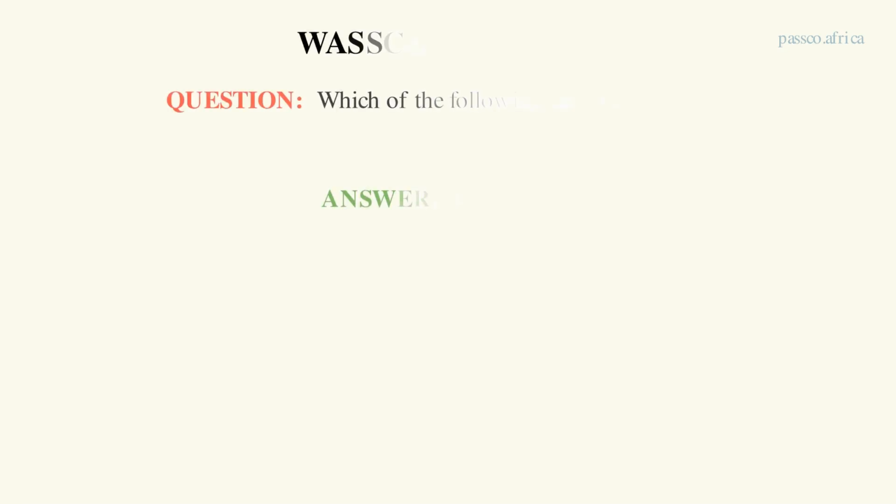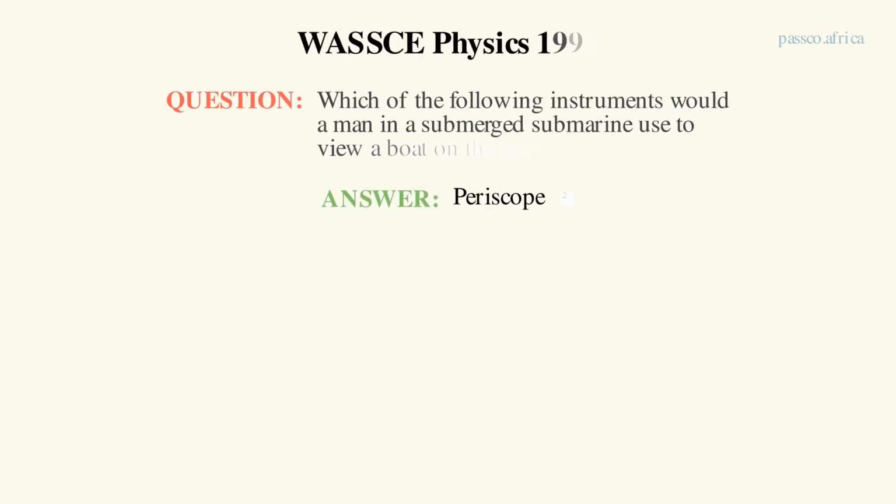In our daily lives, we often find ourselves in situations where we need to observe objects or people from a distance. However, when we're underwater, like in a submerged submarine, our line of sight is limited by the density of water and the surrounding pressure. To overcome this challenge, we need to rely on specialized instruments designed to aid our vision in such situations.